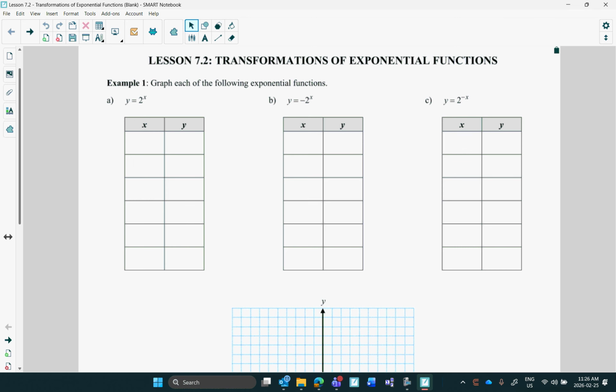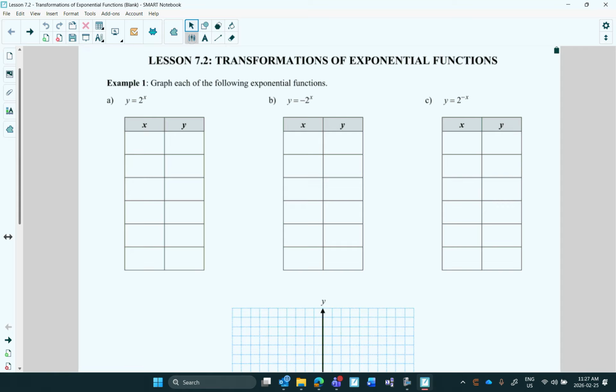So to refresh your memory, exponential functions, that's when there's a variable in the exponent. And in the first lesson, we graphed ones where the base was a whole number, like 2, or 3, or 4, or 5, etc. And we also looked at what happened when the base was a fraction, like 1/2 or 1/3, etc.